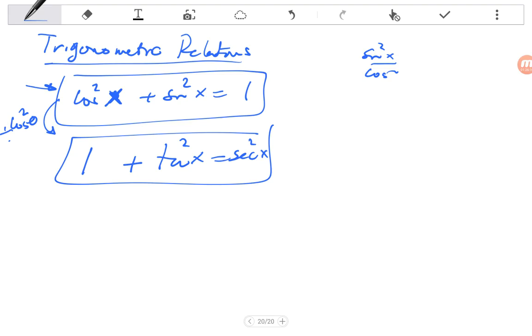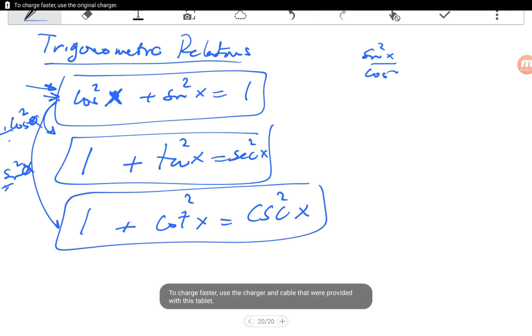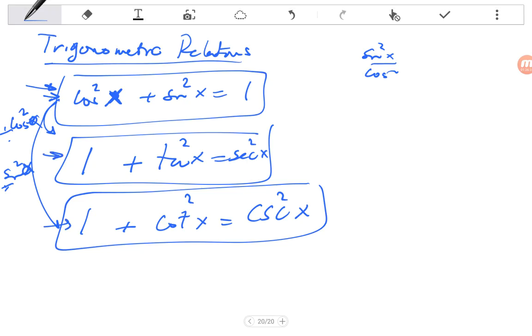These are basics. Another rule: if I take this basic rule and, instead of dividing by cosine squared, I divide it by sine squared x, it will just give me another rule, which is 1 plus cotan squared x equal to cosec squared x. So I have cosine squared plus sine squared is equal to 1. 1 plus tan squared is equal to sec squared. 1 plus cotan squared is equal to cosec squared.